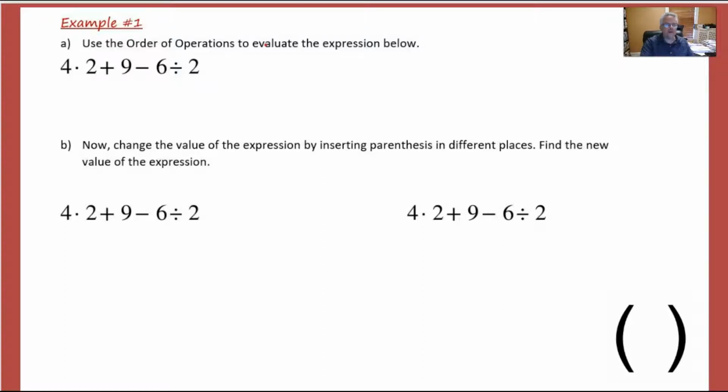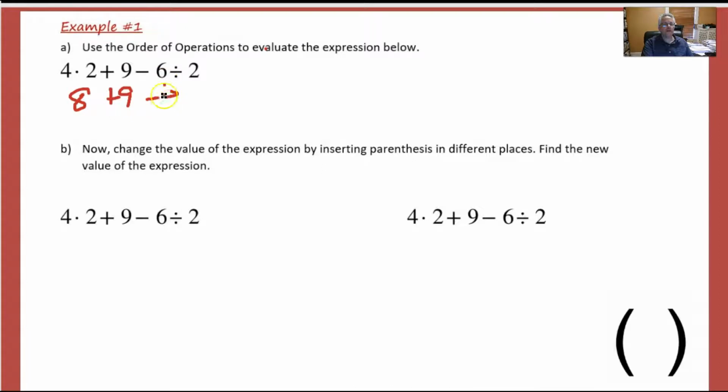So if we evaluate this the way it is, using PEMDAS, we're going to do multiplication and division first. So 4 times 2 is 8, then we have plus 9. The next thing would be this division. So 6 divided by 2 is 3, so we've got minus 3. Then we have 8 plus 9, that's 17, minus 3. Seems like without parentheses, this is equal to 14.